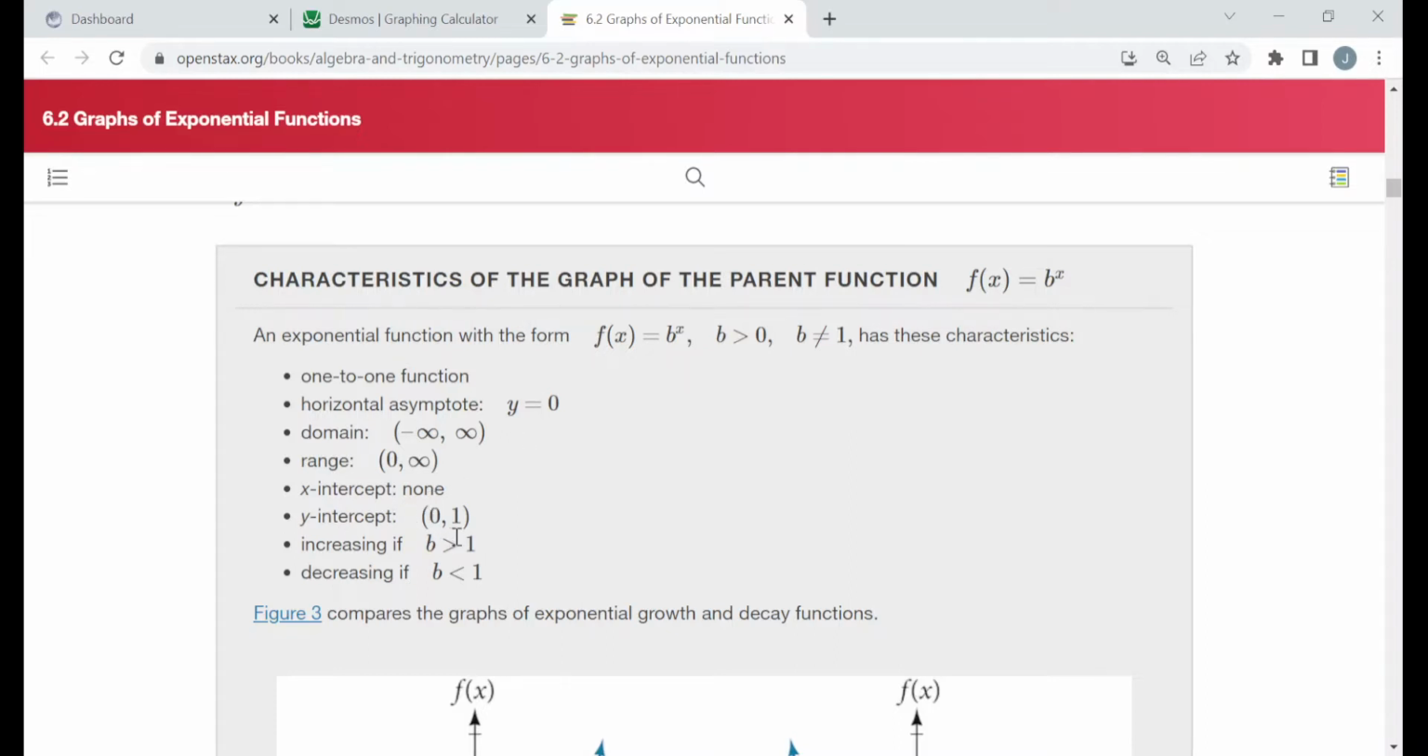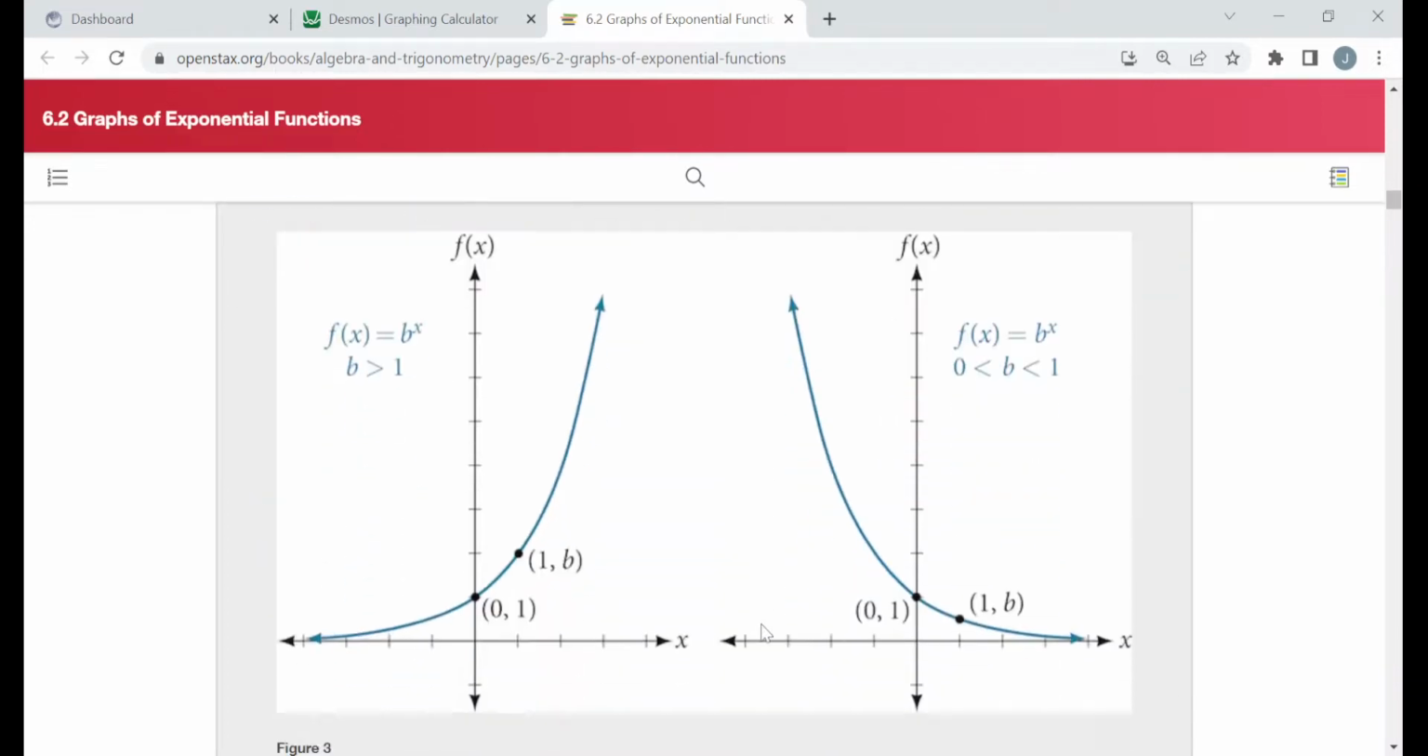A y-intercept of (0, 1), because b to the 0 power, anything that's not 0 to the 0 power, is 1. And it's an increasing function. It increases from left to right if the base is bigger than 1, or they would say it's an exponential growth model, if it increases as you increase the input. And it's decreasing from left to right if b is less than 1. And if b is less than 1, they might also say that it's an exponential decay model or decay function, and they give you some pictures here.